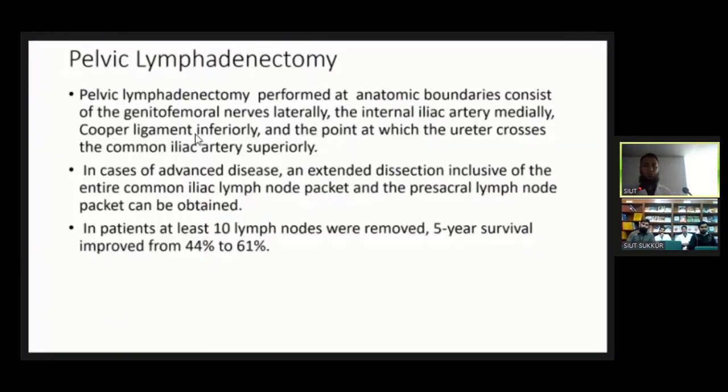So move further to the pelvic lymphadenectomy. Perform it within the anatomical boundaries: consider the genitofemoral nerve laterally, and the internal iliac artery, between the Cooper ligament and the point where the ureter crosses the common iliac arteries. In case of advanced disease, we do the extended dissection and include the common iliac lymph nodes and the presacral lymph node pocket. In patients with at least 10 lymph nodes removed, the 5-year survival improved from 44 to 61%.